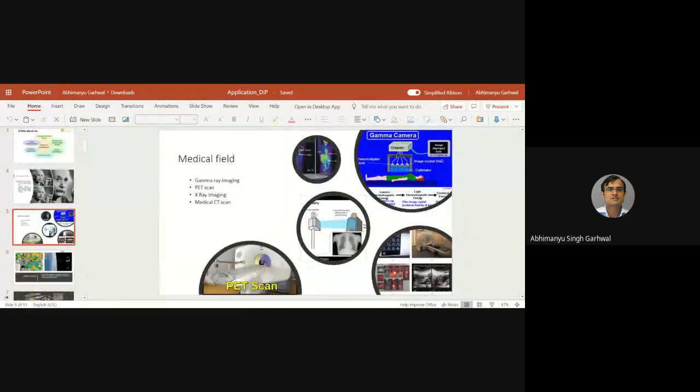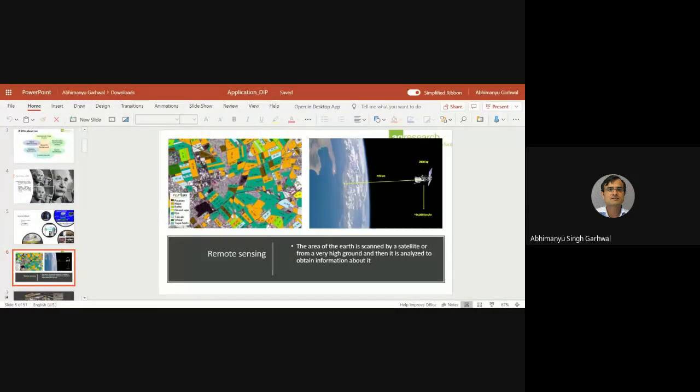The next application is in the medical field, like gamma ray imaging, PET scans, X-ray imaging, medical CT scan, where you can capture the image from different sources as per the requirement of the medical analysis. When you capture the image, after that you have to apply image processing techniques to get the required information. Like in X-ray, you need to analyze whether the bones are fractured or not. In a CT scan, you have to analyze if there is cancer or not, if it is healthy tissue or not. Next application is remote sensing.